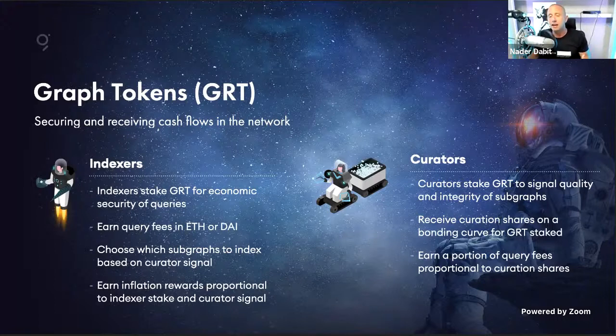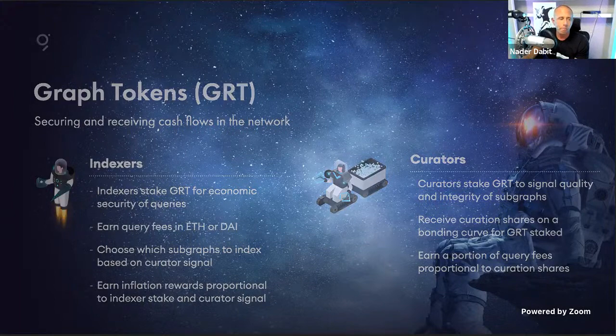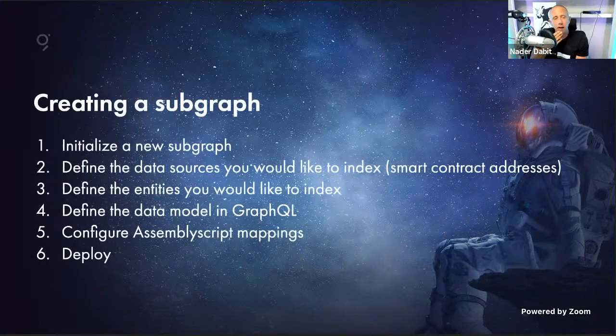Let's say that you have a good idea for an API, you deploy it to the network, and you want people to use it. You would then become a curator by staking some GRT to signal that that subgraph is a subgraph that people should check out and use. Once you signal on the subgraph, indexers will start picking it up and indexing the data. And then you also will receive query fees, as well as indexing rewards, or network rewards, I would say. So that's kind of an overview of the network.